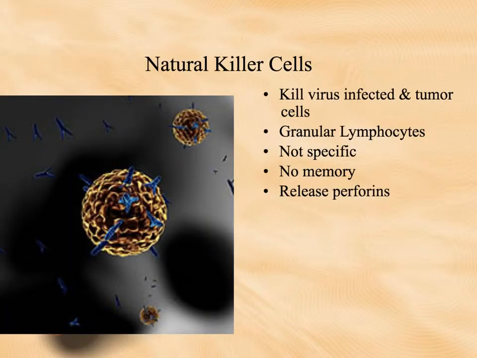So here are the natural killer cells, one of the coolest named cells in the human body. They kill virus-infected and tumor cells by binding to them and releasing perforins, which poke a bunch of holes in it. They are granular lymphocytes. These guys are not specific. They're just looking for anything that's causing problems in the body, anything that's not normal. There's no memory here. Again, it's not specific. It's just looking for something that's causing a problem. And again, they release perforins, which poke a bunch of holes in the cell that's malfunctioning, that's infected, and causes it to basically burst.